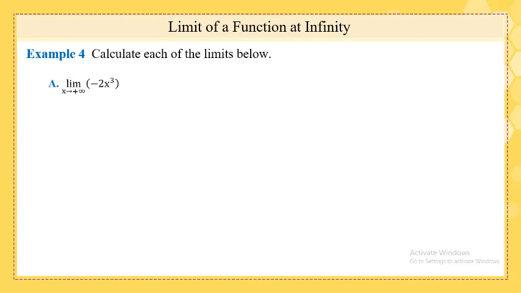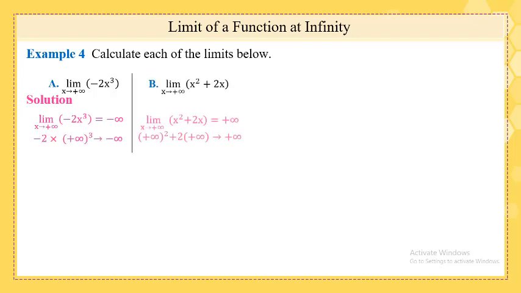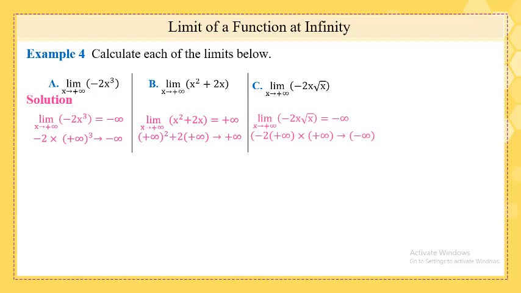Example: we need to calculate each of the limits below. The limit of minus 2x cubed as x tends to plus infinity will be equal to minus 2 times plus infinity cubed, that is, plus infinity, so the result is minus infinity. The limit of x squared plus 2x will be equal to the limit of x squared plus the limit of 2x, which is plus infinity. The limit of minus 2x radical x will be minus 2 times plus infinity times plus infinity, that is minus infinity.